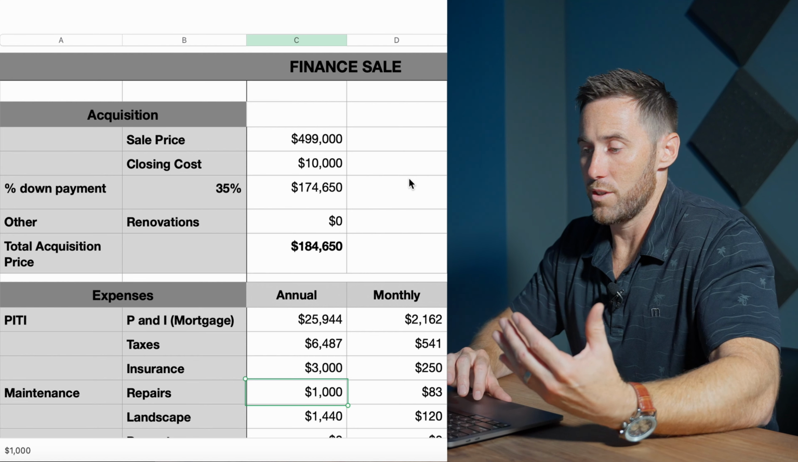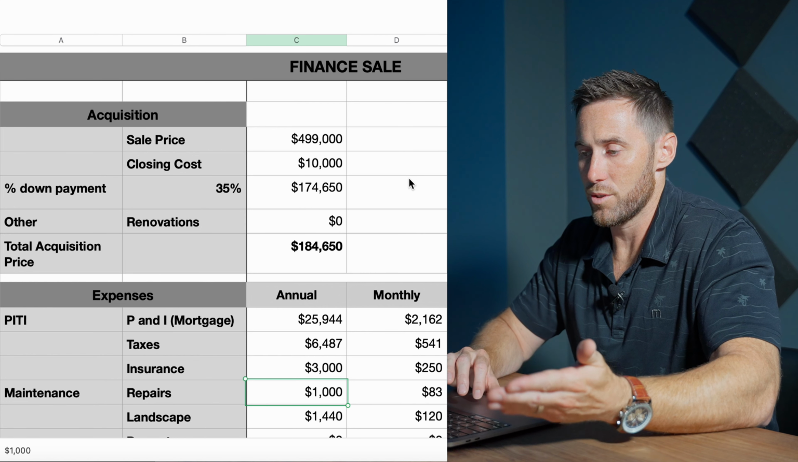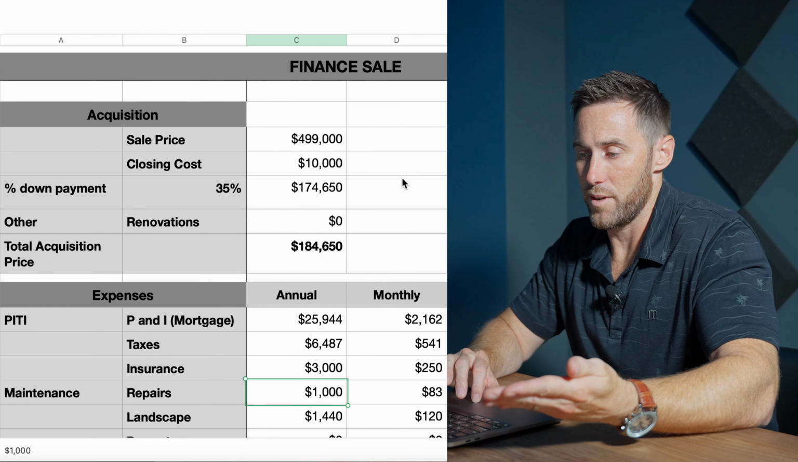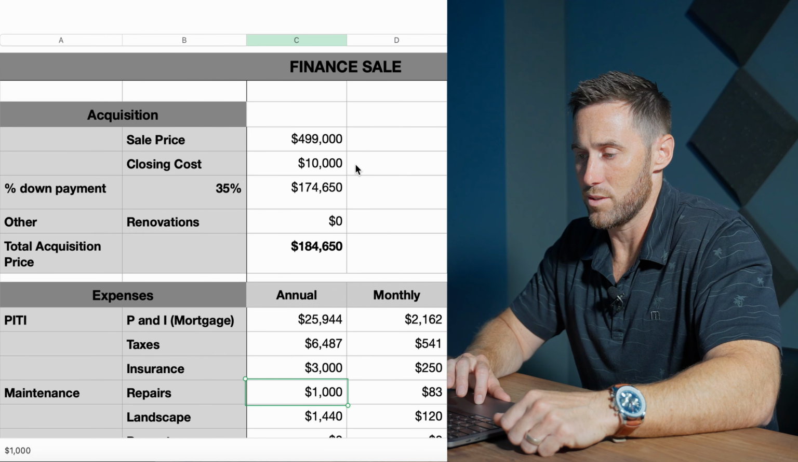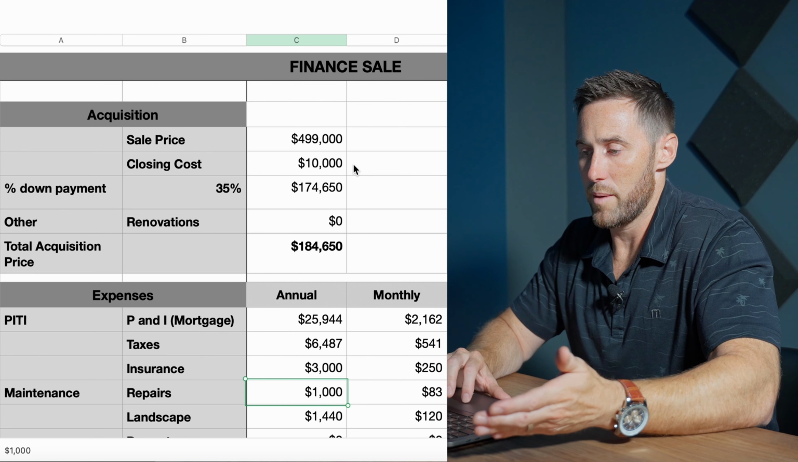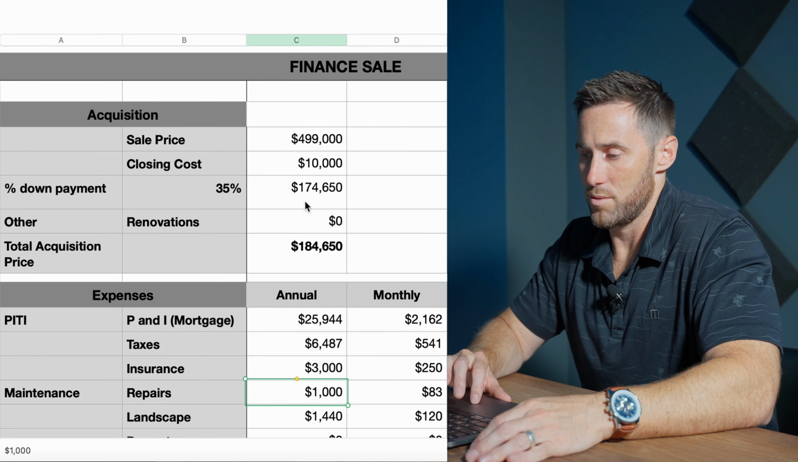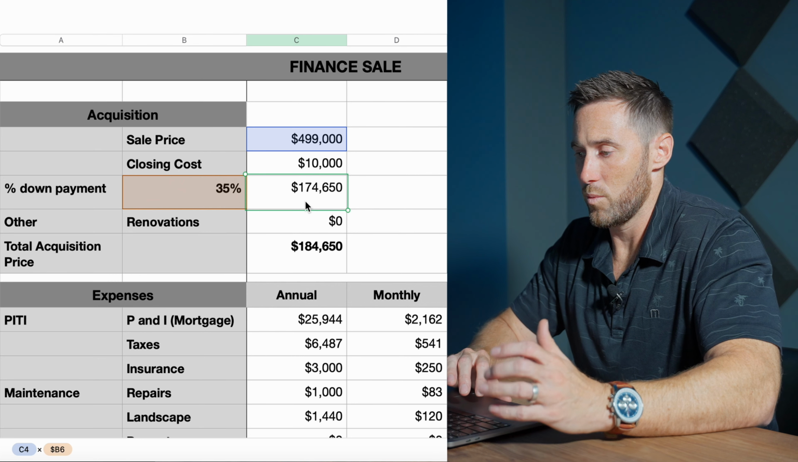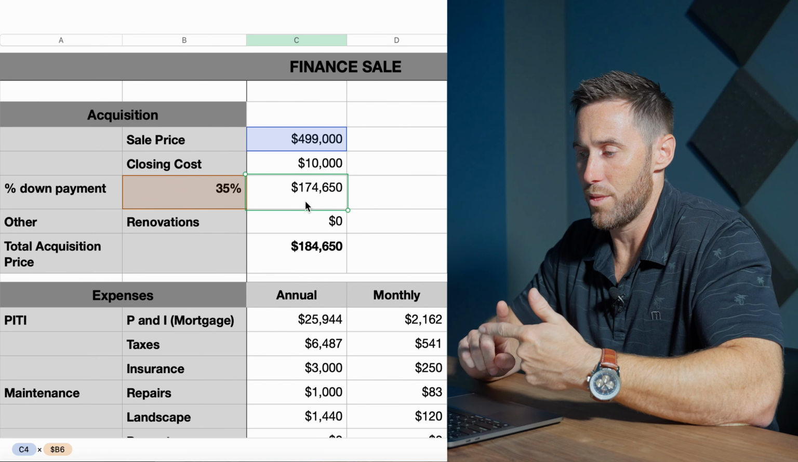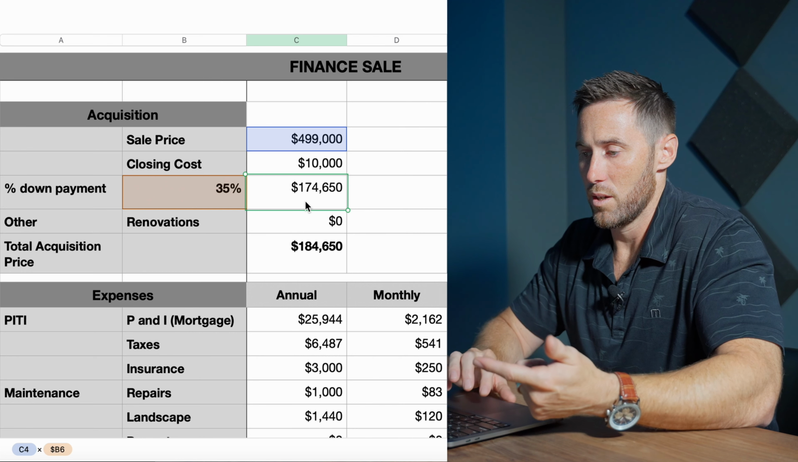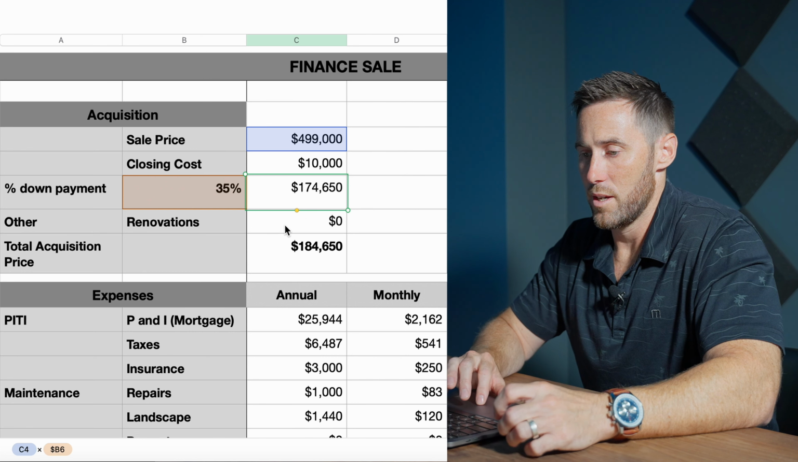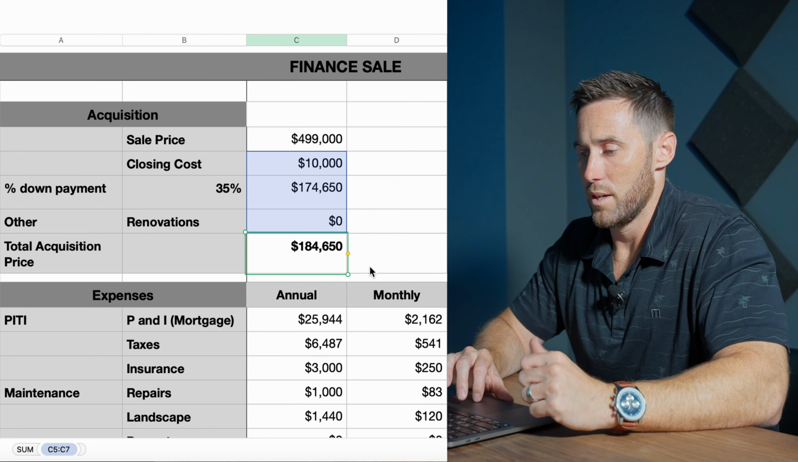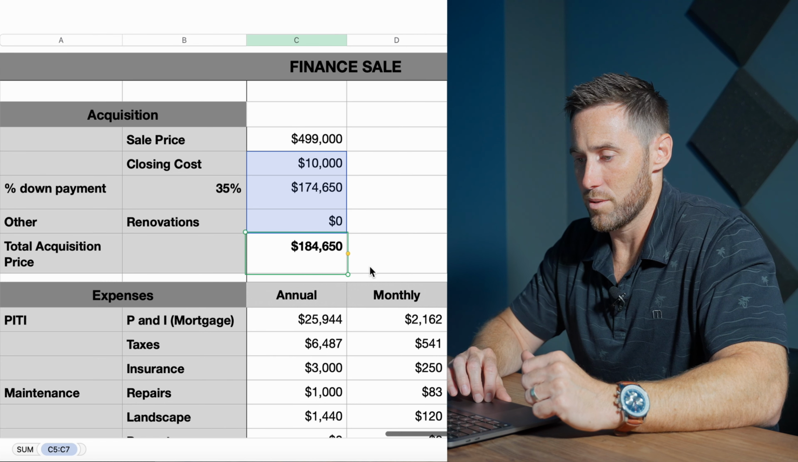So here in this model, we're going to use the exact same priced home, $499,000. Because it's financing, there are closing costs with financing, and we're going to estimate that as $10,000. We're going to use a down payment of 35%. That equals here $174,650. And with that, we used a 7% interest rate for a 30-year fixed loan. If there were renovations, you'd add them here. Here's your total acquisition price, $184,650, much less than $500,000.